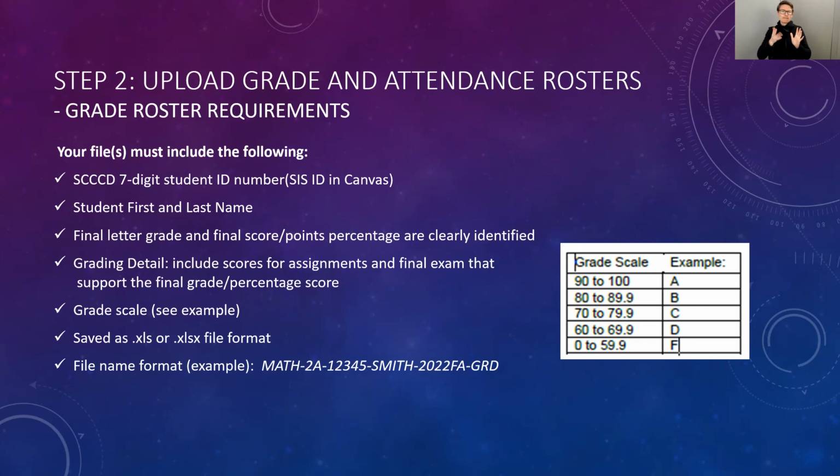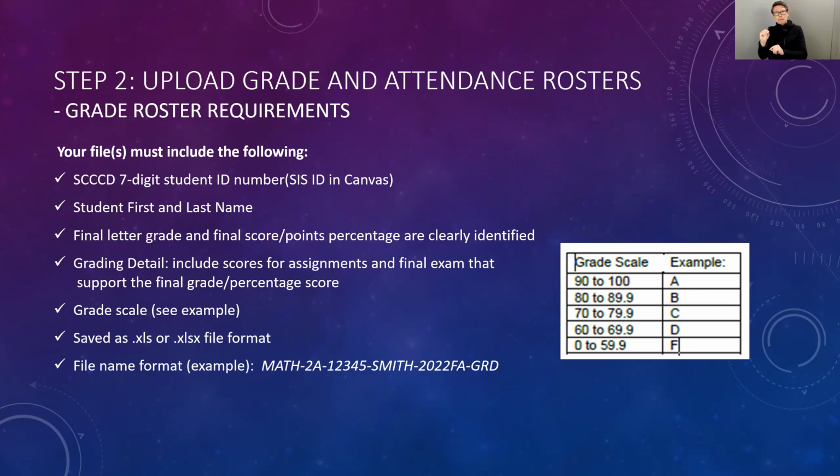Grading detail. What that includes is scores for your assignments and final exam that support your final letter grade. A lot of the time, if you're using Canvas, there are a lot of scores, but there is a minimum requirement of at least 4 items to show how you got your grade, depending on how many units. So if your class is, say, a 3-unit, you would need at least 4 or 5 items. If it's a 2-unit, it's 3 to 4 items, things like that.